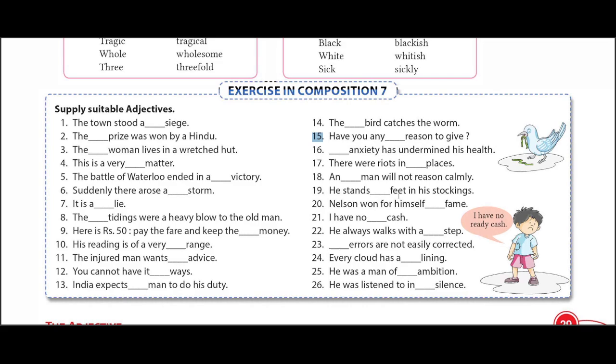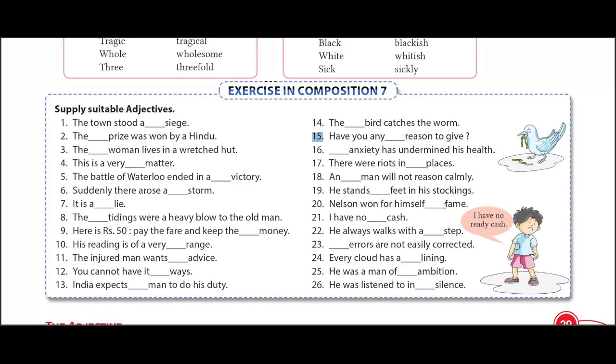He stands dash feet in his stockings. He stands 6 feet in his stockings. It means that in his barefoot, he is 6 feet tall. And this statement is used. This you say if somebody stands 6 feet or 5 feet in stockings when you want to describe their height.